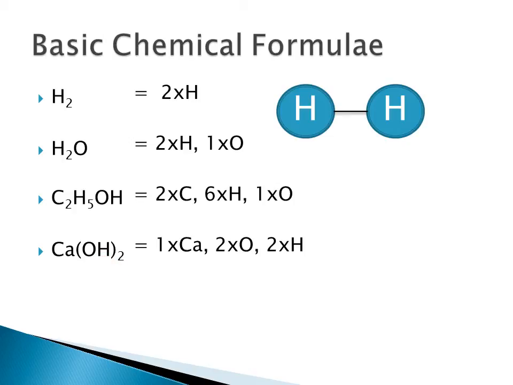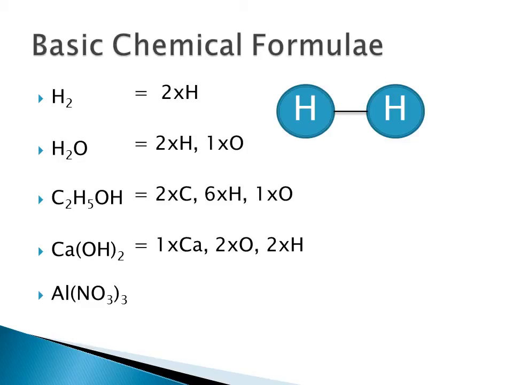So why not write this CaO2H2? Well, it's because the H is attached to the O and there's 2 lots of this OH group. So rather than having CaO2H2 we have Ca and then 2 lots of OH.